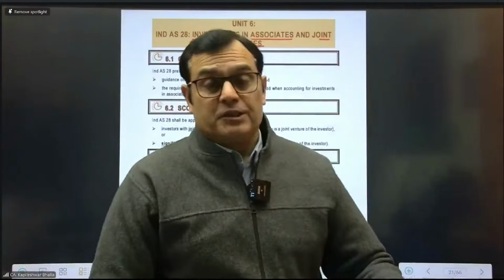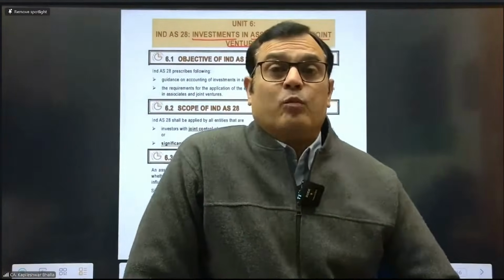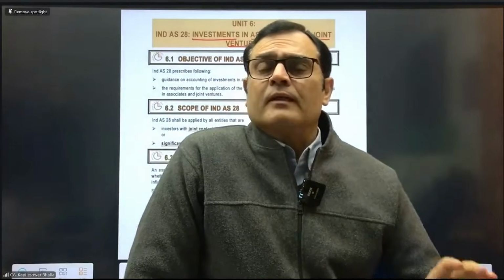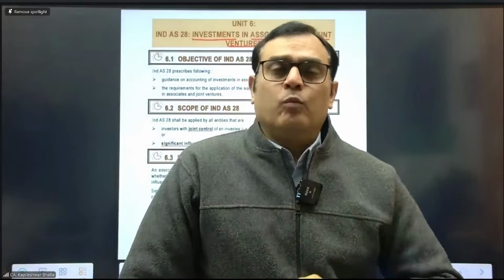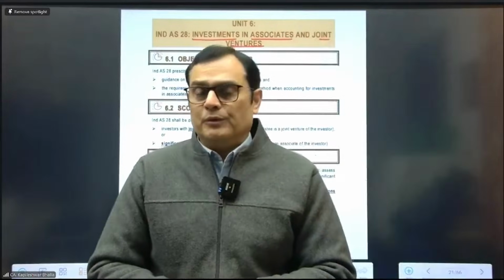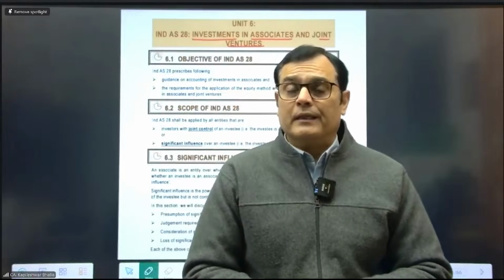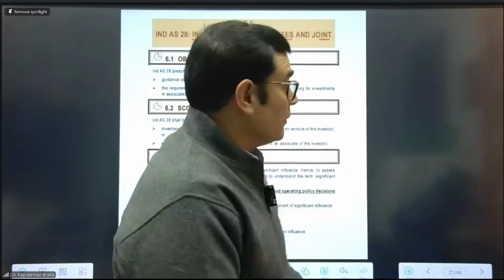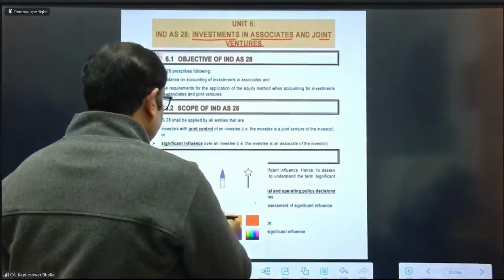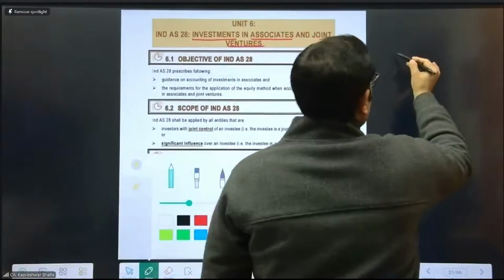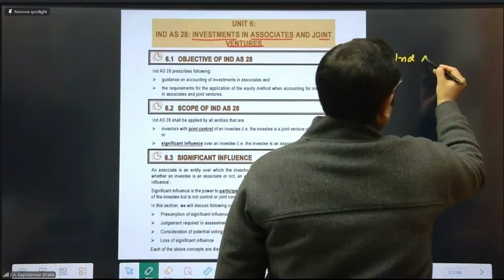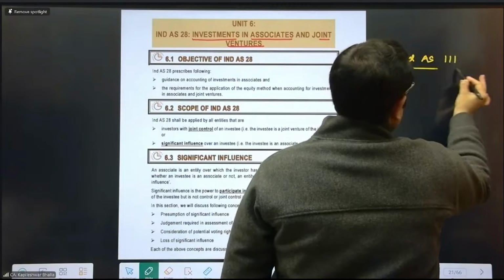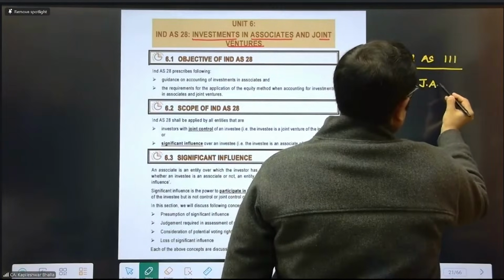I think in the first instance, we need to understand and appreciate one very important aspect. There are basically 3 standards dealing with consolidation. One is Ind AS 110, one is Ind AS 111, and one is Ind AS 28. We're yet to cover Ind AS 111. But let me pinpoint something: when you apply Ind AS 111, it's called joint arrangements.